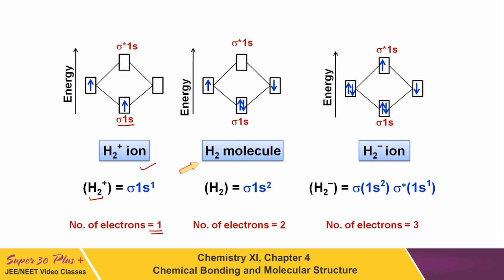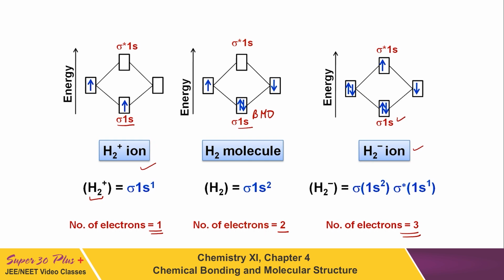In the H2 molecule, there are 2 electrons which will be filled in this manner. Both of the electrons will enter the sigma 1s molecular orbital, which is also BMO. Now what about the H2 minus ion? See, H2 has 2 electrons, and in the H2 minus ion there is 1 additional negative charge, because of which there are 3 electrons. So now these 3 electrons will be filled like this. 2 electrons in sigma 1s, and 1 electron will be in sigma star 1s.